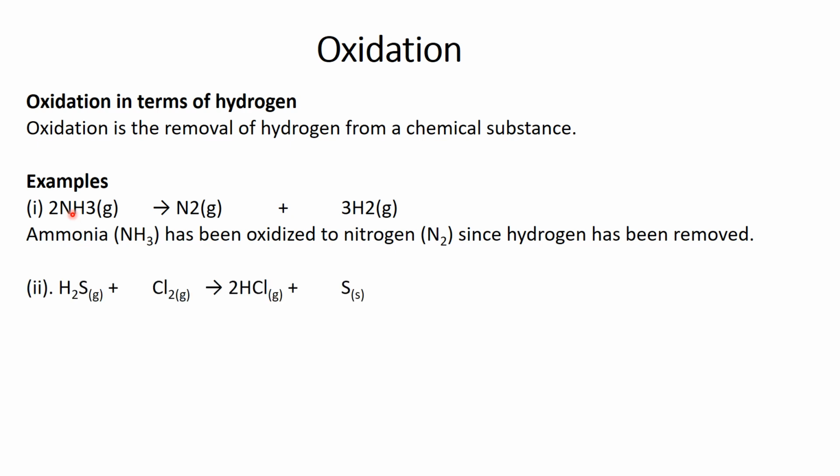The next one is this here, where hydrogen sulfide reacts with chlorine. When that happens, we say hydrogen sulfide has been oxidized. Why? Because it had two hydrogens, but it has lost the two hydrogens.